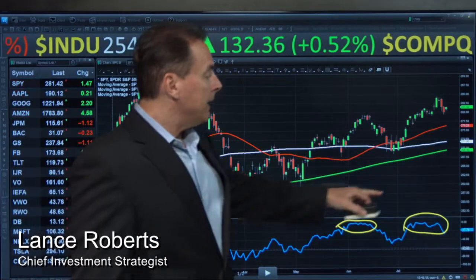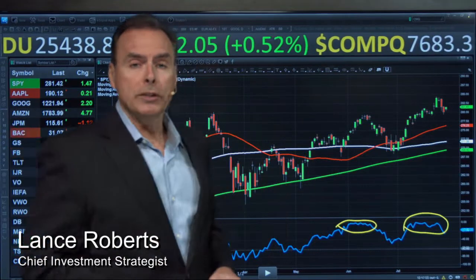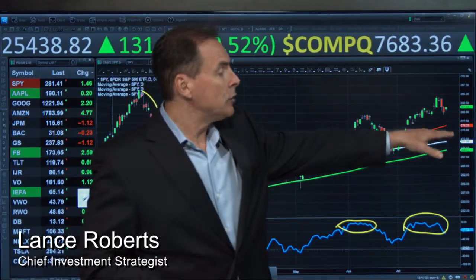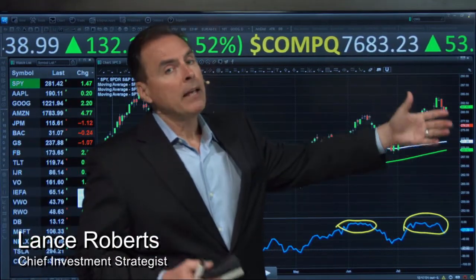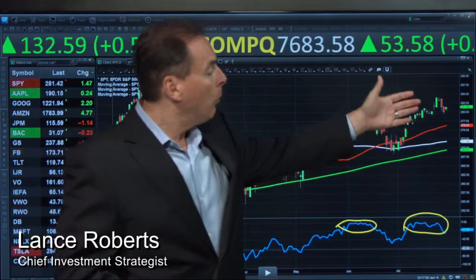Now, does that mean that we're about to have a major crash like we had back in early January, February? No, of course not. But it does suggest that there's potential weakness here in the markets near term, and maybe not the best time to be allocating capital to markets right now. Wait for this overbought condition to be worked off a bit, and then you'll have a better risk-reward opportunity on a short-term basis for investing capital into the markets.